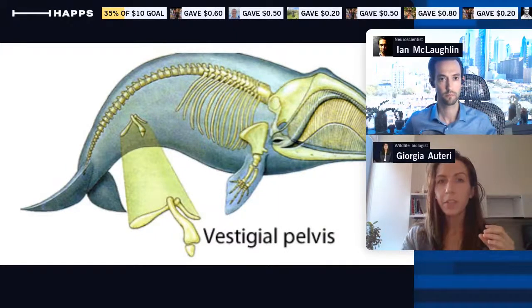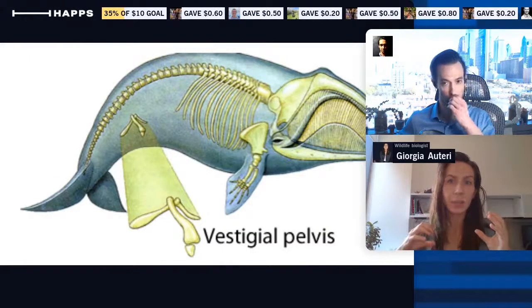In the case of the whale pelvis bone, for a long time we thought, okay, it's still here, but it's not useful.